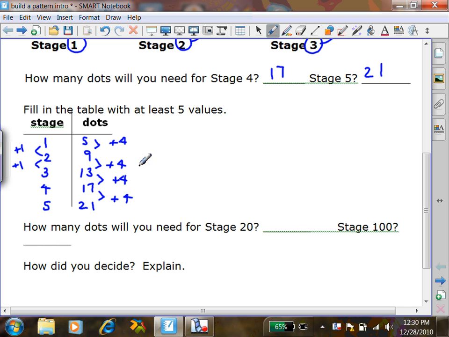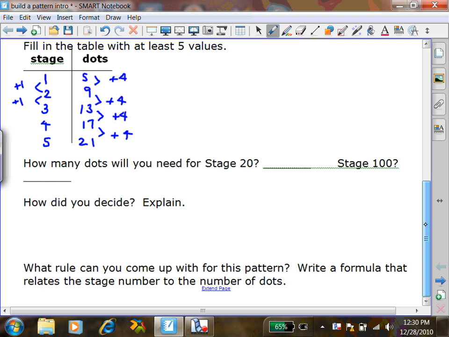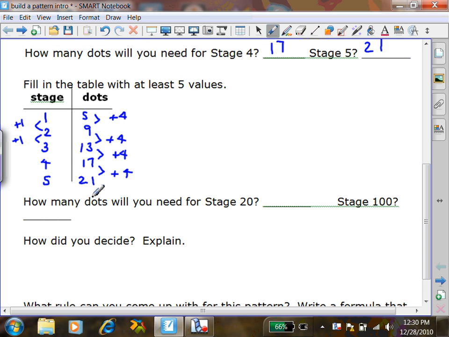Now, more importantly, and this is where I'm going to leave you to your own thoughts, what if I said, how many dots will you need for stage 20? Well, if you really, really want to, you could keep going 6, 7, 8, 9, 10, all the way down to 20, and then keep with this pattern of adding 4 and see how many dots we would need for stage 20. That's fine. But what about when you get to this one, stage 100? That's going to be no fun at all.